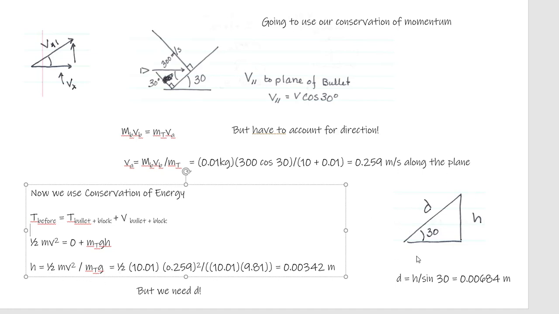But we want to look at how that works in terms of our coordinate system. H is the height up in the vertical direction. That's not the distance traveled along the inclined plane. So we're going to have to use trigonometry to solve for d, because d is what we really need to solve this problem. And we show that d is equal to 0.00684 meters, or 0.6844 millimeters.